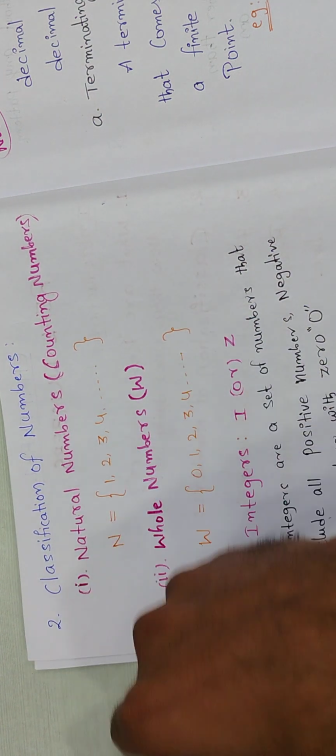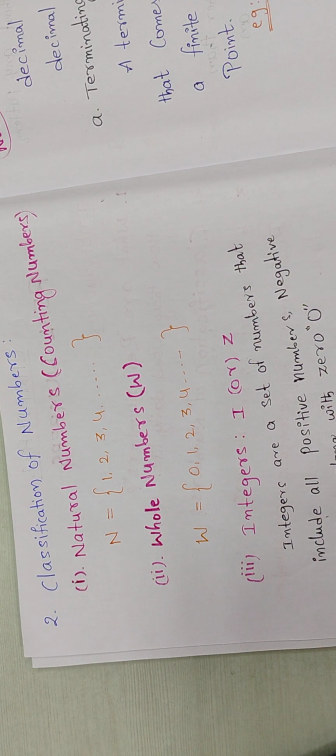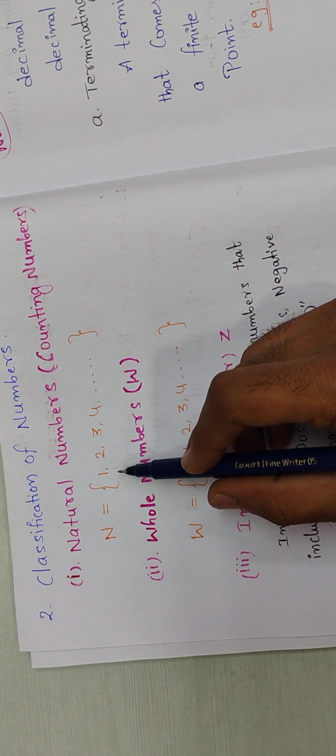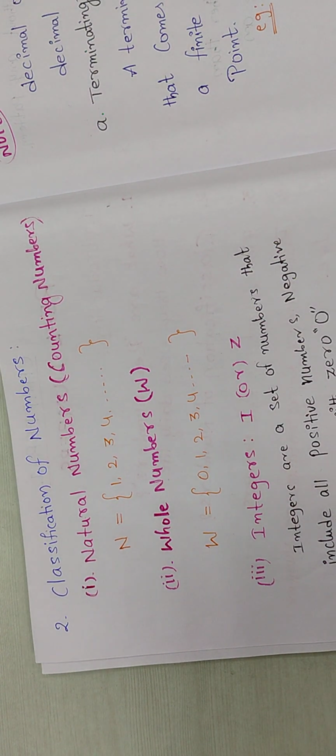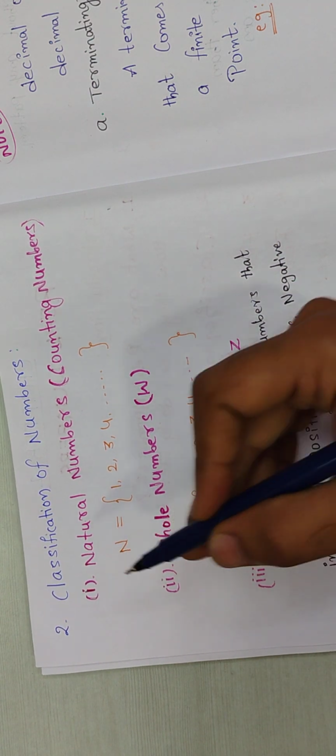So natural numbers are nothing but all the counting numbers. We call them natural numbers. Natural numbers begin from 1, 2, 3, 4, and natural numbers we represent with the alphabetical letter N.